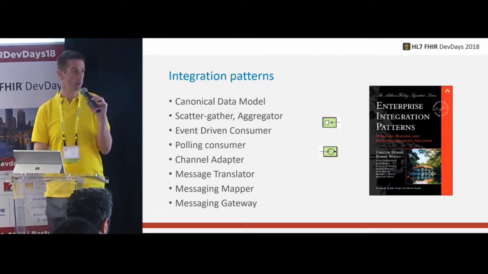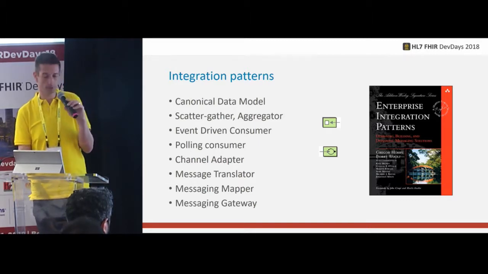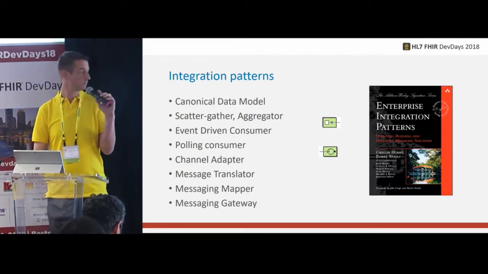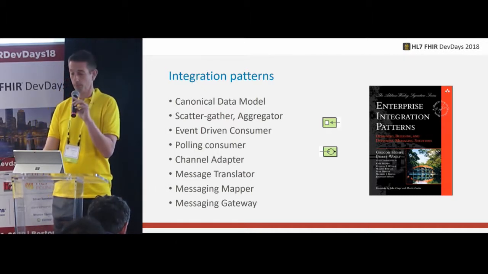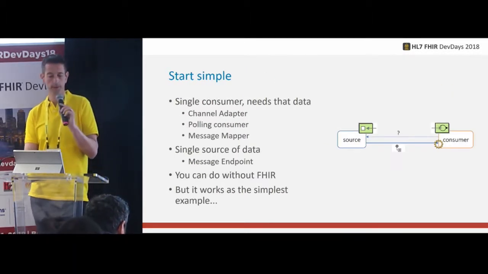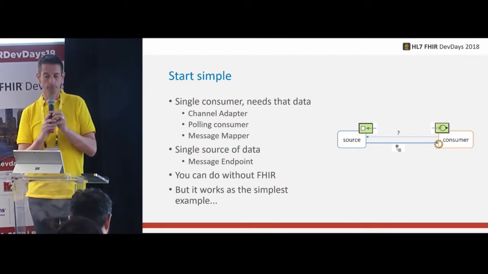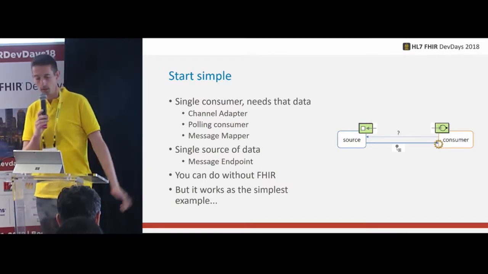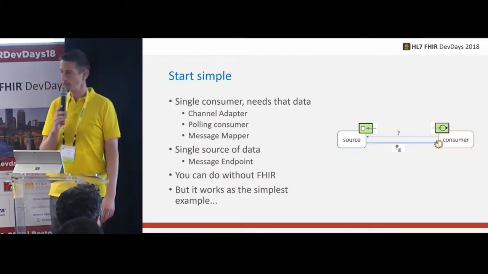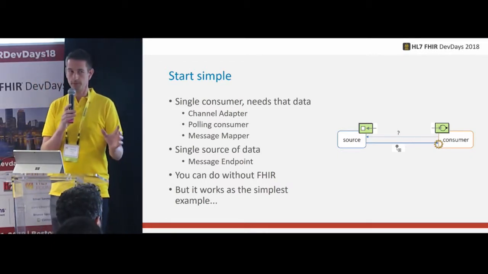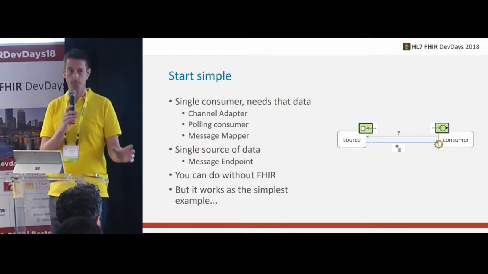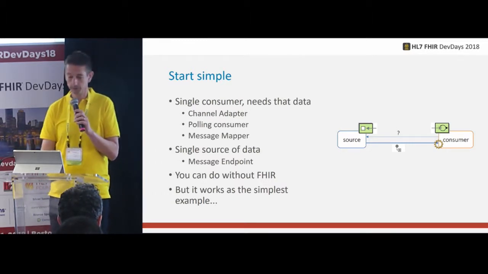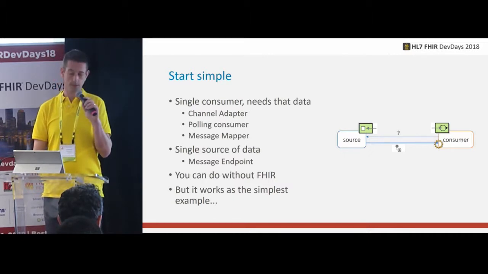For those who are into architecture and enterprise integrations, I've included some of these patterns as well. If you don't know them, that's not a problem for the rest of the talk. So we'll start simple. We have a single consumer, and it needs a bit of data from a source. Well, actually, if it's this and you're not extending this in any way, you might not need FHIR. But it's a simple use case to go by.